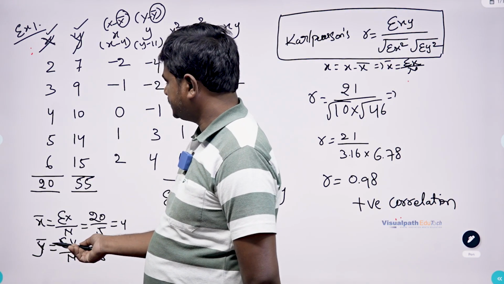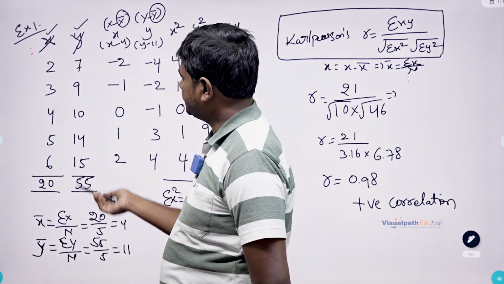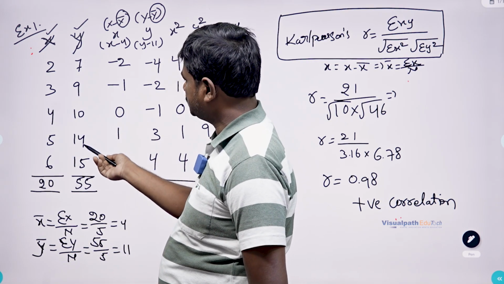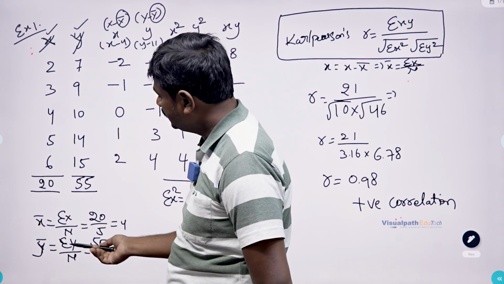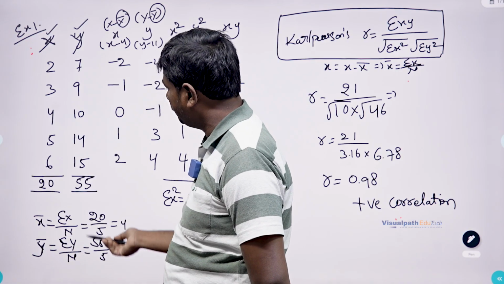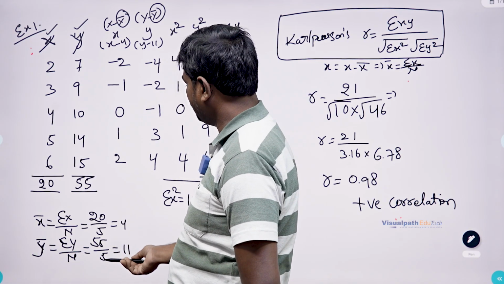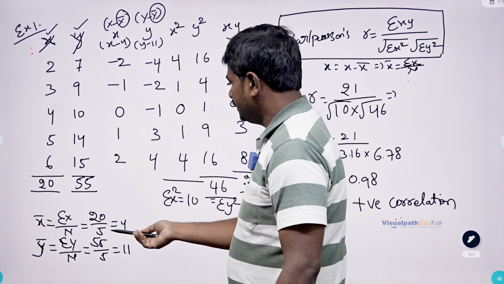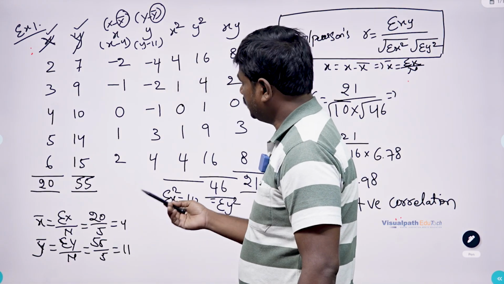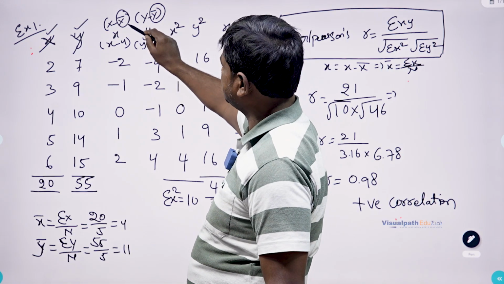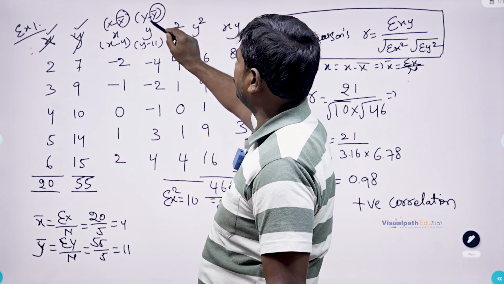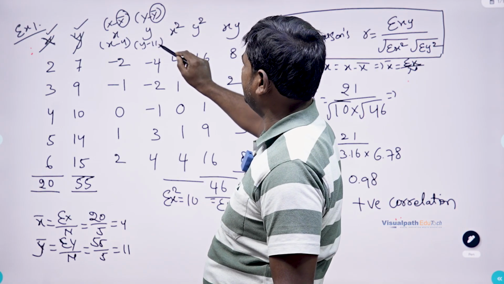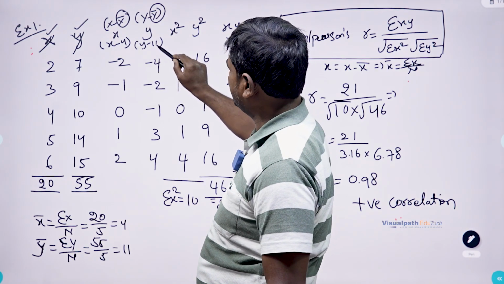Y bar is equal to sigma y by n. Sigma y, 7 plus 9 plus 10 plus 14 plus 15, is equal to 55. Sigma y is 55 by the number of observations, 5. 55 by 5 is 11. So x bar is equal to 4, y bar is equal to 11. Then x minus x bar is x minus 4, and y minus y bar is y minus 11.